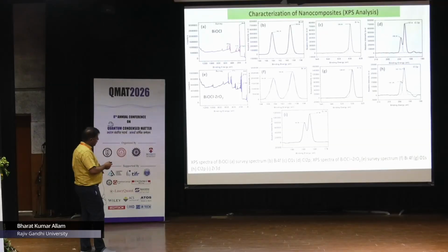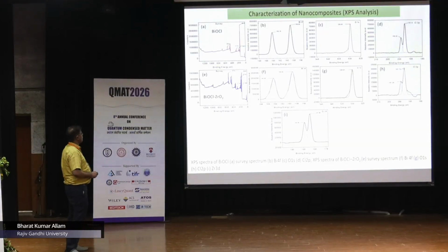We have further conducted the XPS analysis of our composite to find out whether it contains bismuth, oxygen, chlorine and zirconium elements or not. You can see that this is bismuth oxychloride. You have the bismuth 4f orbital, oxygen 1s orbital and chlorine 2p orbital. If you see the composite, you have the bismuth 4f, oxygen 1s and chlorine 2p, and in addition to it you have the zirconium 3d orbital also in it.